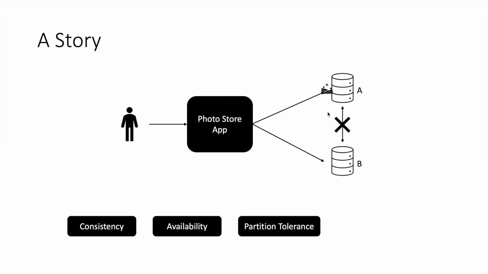When the network comes up, A and B will again start to talk with each other and they will share the data with each other, and the system will behave normally as if nothing had happened, and it will become consistent again. That is called eventual consistency. So the system will eventually reach a consistent state.